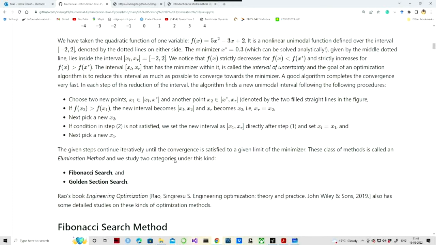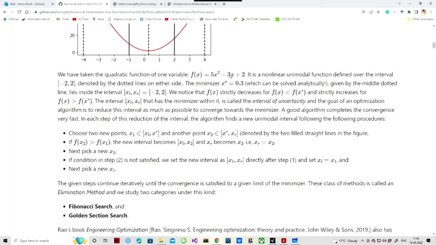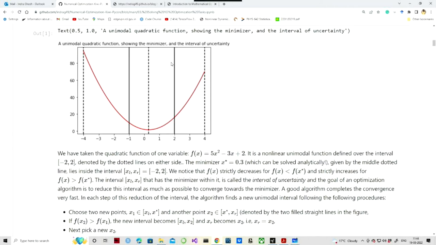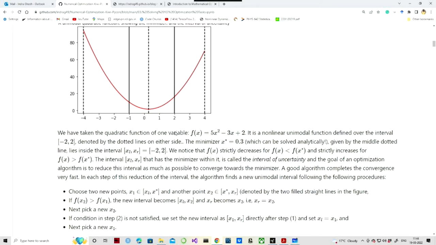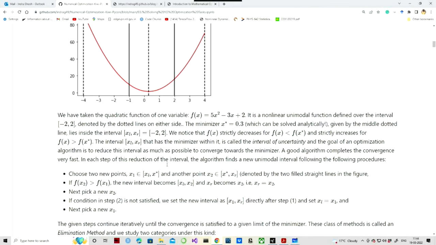We have considered this quadratic function f of x, and it's a nonlinear unimodal function where the interval is chosen between minus 2 and 2 to initialize with. The minimizer is 0.3, slightly greater than 0, which can be solved analytically, and it lies inside the interval minus 2, 2. Okay, these are some unnecessary stuff, so I just wrote this for myself.